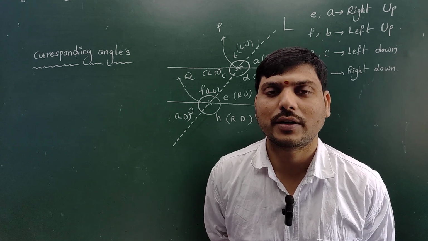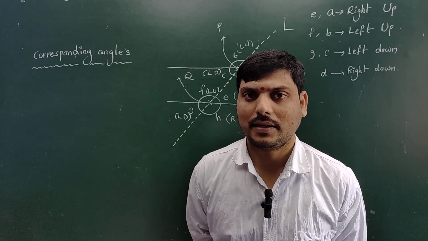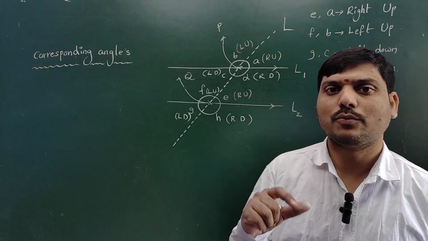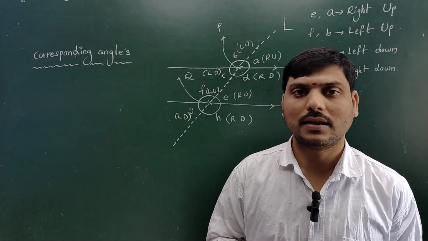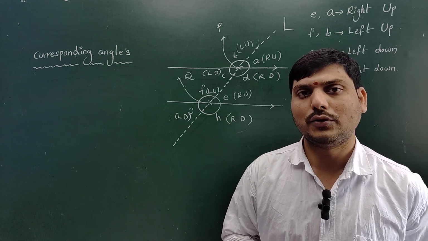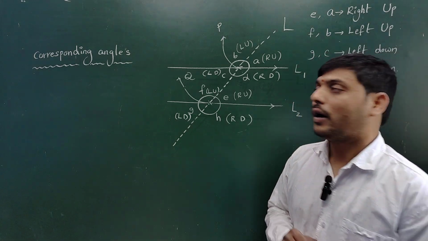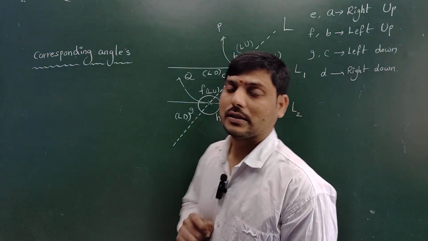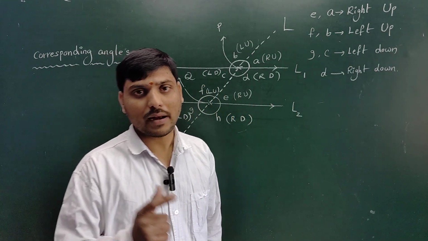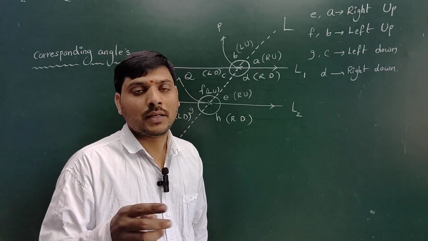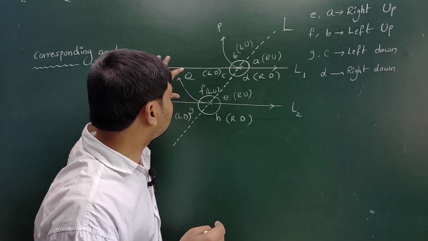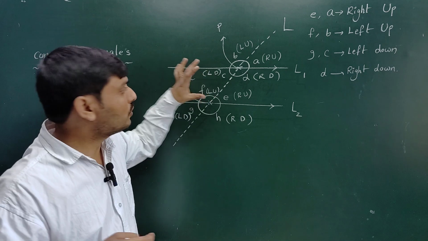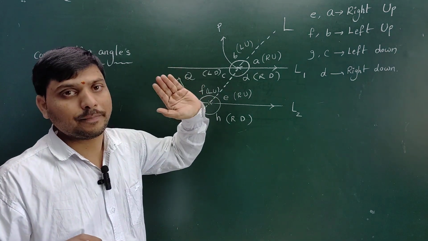Today we discuss a concept, lines and angles. One more very important line is the transversal line, and two lines are parallel to each other. Coming to the point: on the board, line 1 and line 2 are parallel to each other. Parallel means the perpendicular distance between line 1 and line 2 is constant. Now these two lines are parallel to each other.